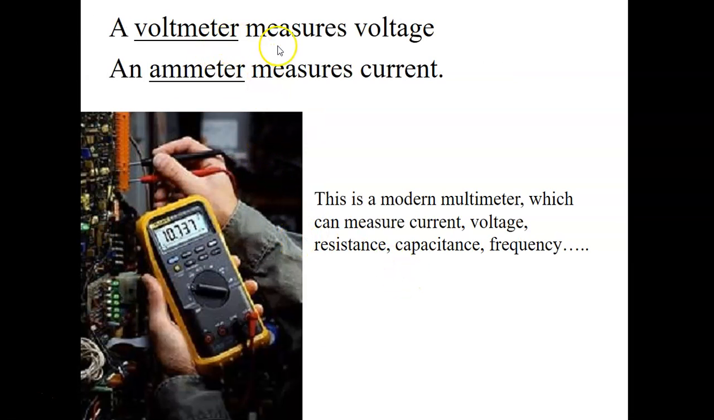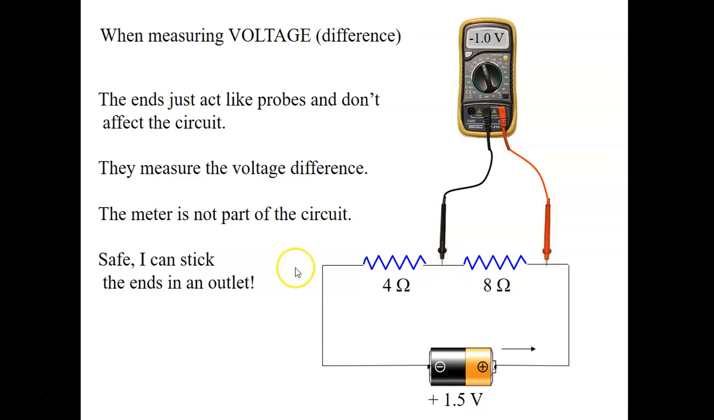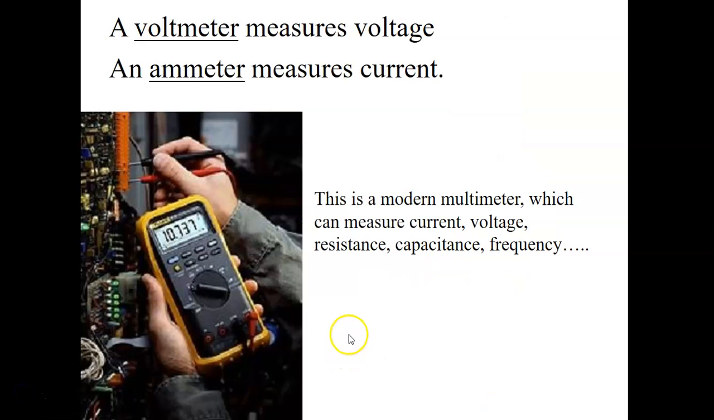So a voltmeter measures voltage. An ammeter measures current. These are combined together in what's called a multimeter, which can measure voltage, resistance, capacitance, frequency of alternating current, things like that. Just a couple of side notes about using a multimeter. Notice the red and black probe. That's what you apply to the circuit to actually test it, and then it reads out on the screen whatever it is you're looking for.